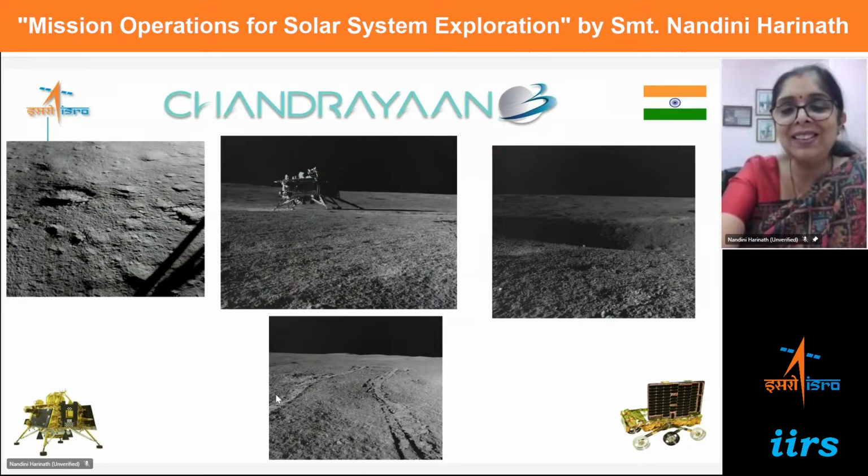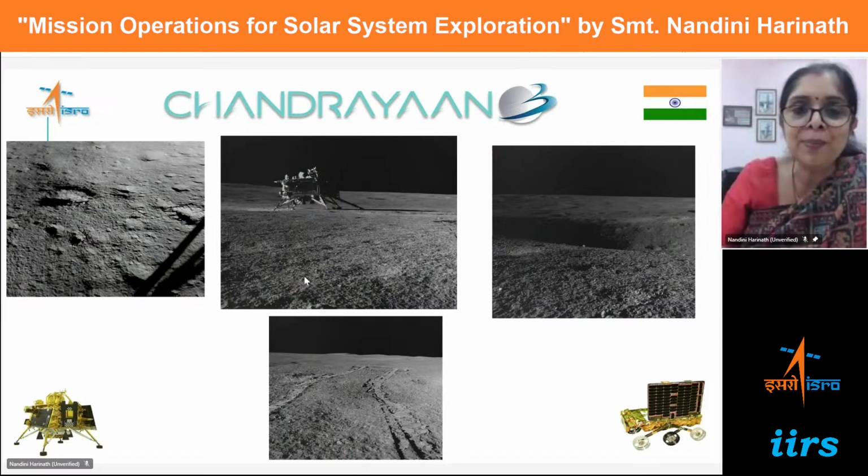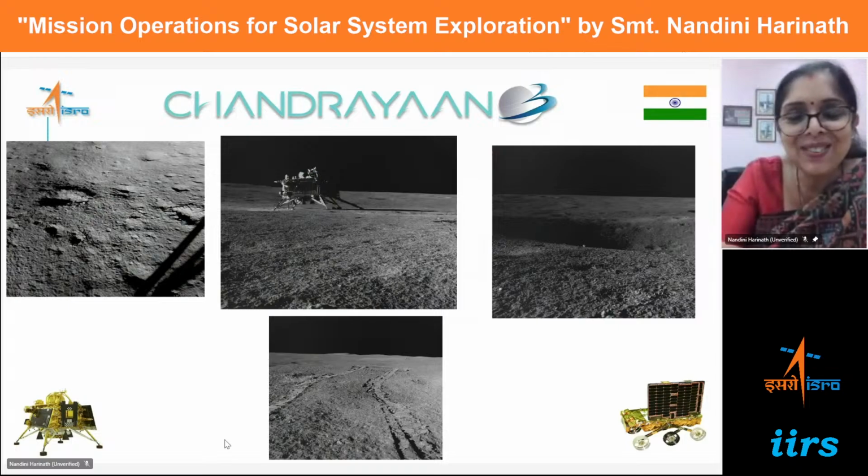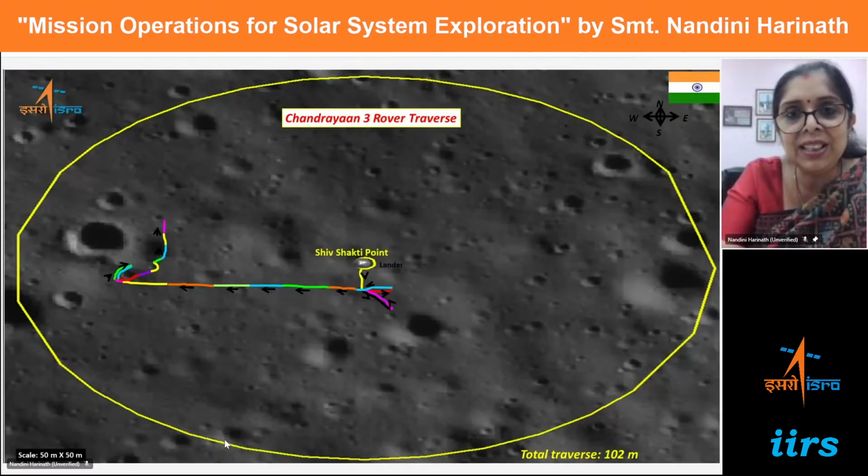And you can see the bottom picture here. You can see the rover moving backwards, and you can see two tracks there. That was the rover coming back in reverse gear. So these are some of the fun features that we had. And this is how the Chandrayaan-3 rover moved, nearly 102 meters.